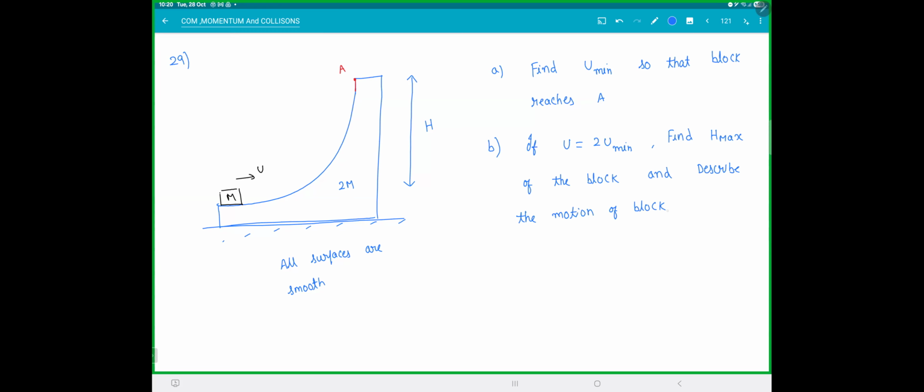Let's do the first part. I'll give 2 minutes for that. If you're giving more than minimum speed, it will just fly off into the air. So what is Hmax? And then can you describe how the block's motion will be?